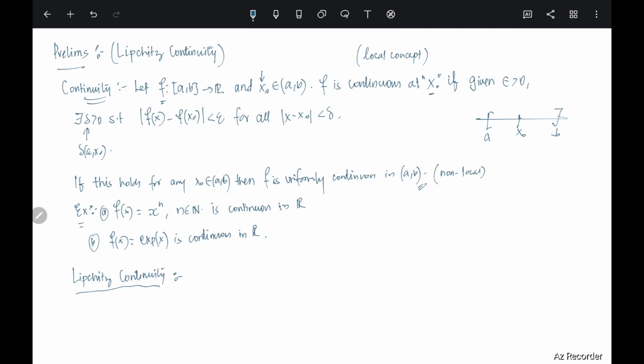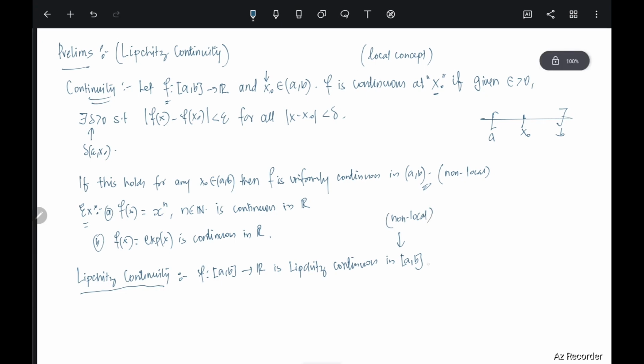So a similar sort of concept is Lipschitz continuity. What is Lipschitz continuity? If I am defining f from AB to R, and we say this is Lipschitz continuous, in AB, you see, Lipschitz continuity we will not define at one point. This is a non-local concept. Please understand, this is non-local. So what do I mean by this? I mean that it does not depend on one single point.